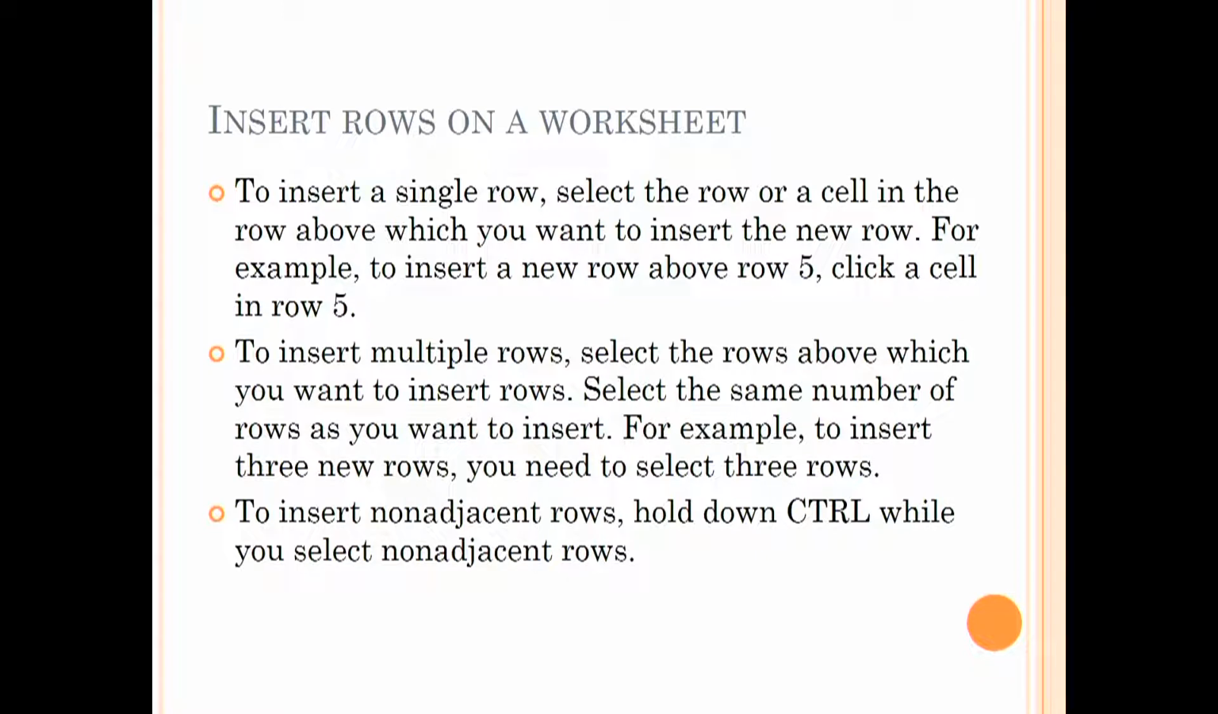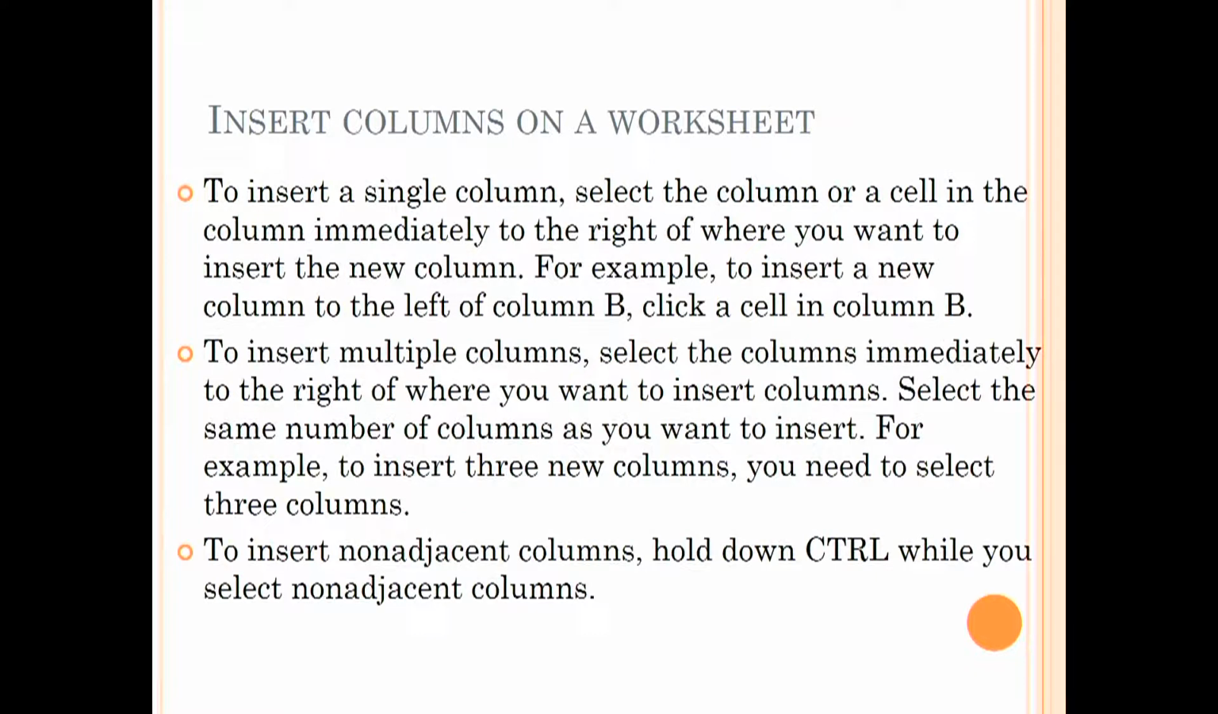To insert multiple rows, you have to select the row above which you want to insert. The row after which you want to insert multiple rows, select that row and then select the same number of rows you want to insert. If you want to insert 4 rows, you will have to select 4 rows, and if you want to insert 5 rows, then first you will have to select 5 rows, then right click and choose Insert Rows, and 5 new rows will be inserted. To insert non-adjacent rows, you have to hold down Control while you select the non-adjacent rows.